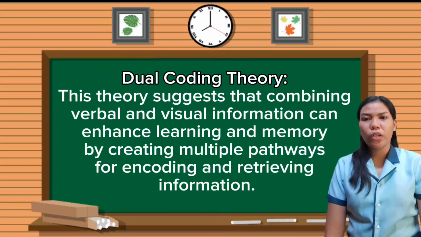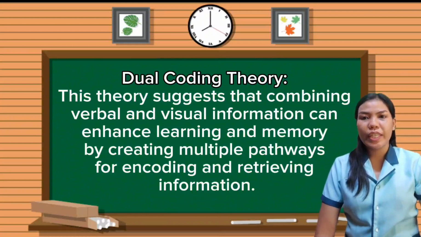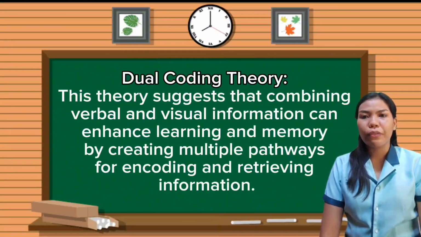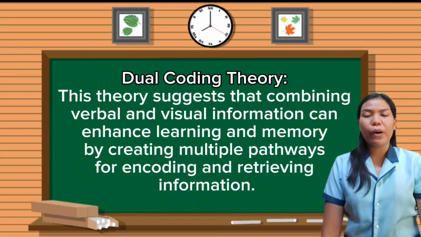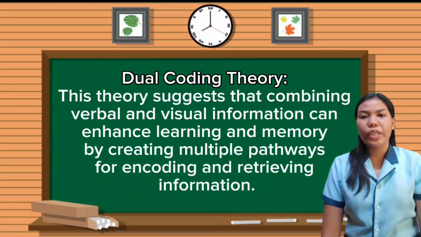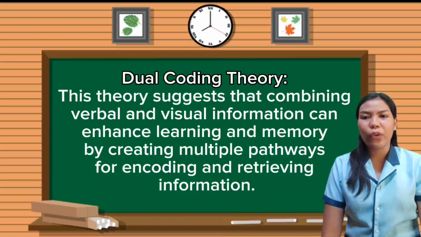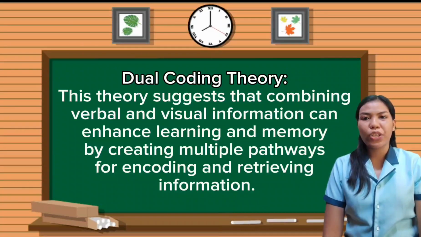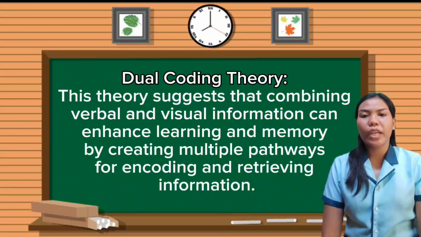And when we say dual coding theory, so this theory suggests that combining verbal and visual information can enhance learning and memory by creating multiple pathways for encoding and retrieving information. So for example, a history teacher uses both text and images in their lectures, showing maps and diagrams alongside explanations to help students grasp complex historical events.